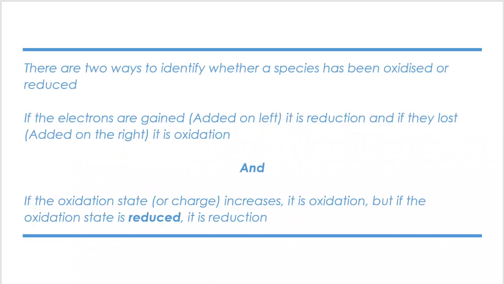And there are two ways to identify whether a species has been oxidized or reduced. You can look at whether electrons are being gained, that means they're added on the left of the equation, or reduced if they've been lost, if they're added on the right of the equation. But you can also look at the oxidation state itself. If the oxidation state goes up, it's oxidation. If the oxidation state is reduced, it's reduction. And in the next video, we're going to look in a lot more detail at oxidation states.